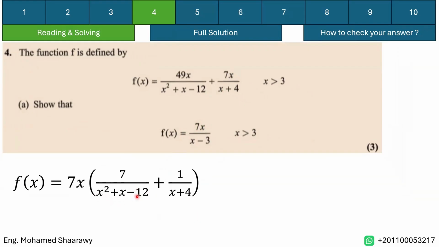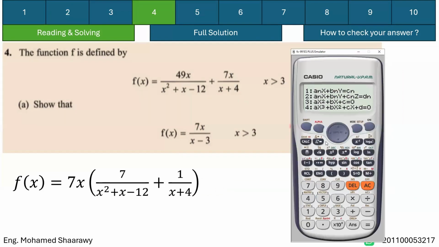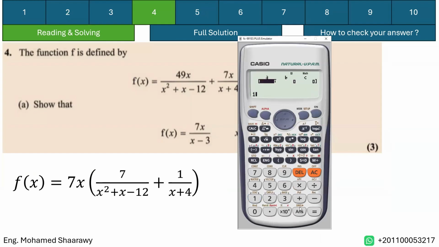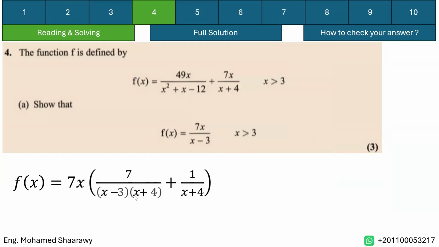Now I factorize this one, of course using the calculator. So it's mod 5, 3, 1 equal, negative 12 equal. It gave me 3, which is x minus 3 as a factor, and negative 4, which is x plus 4 as a factor. So I wrote them.